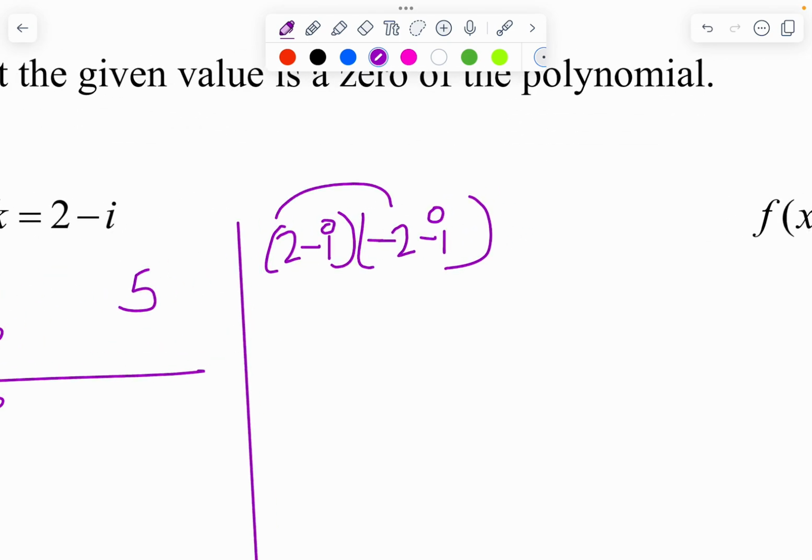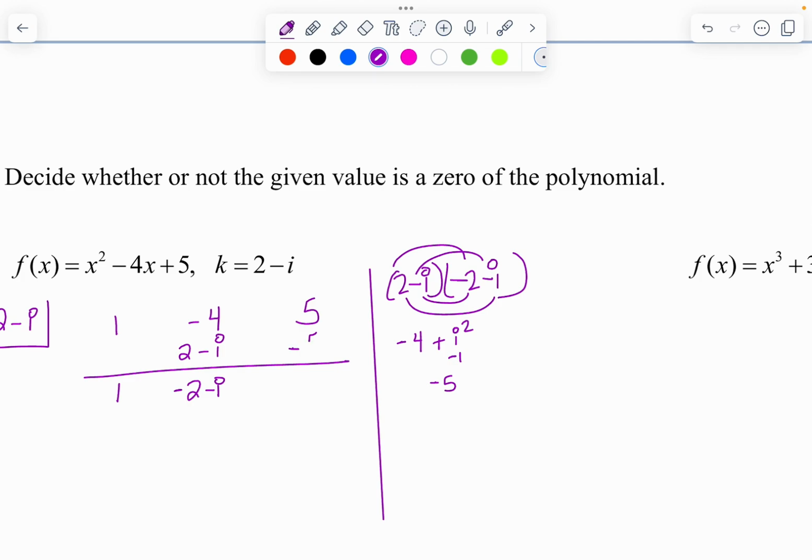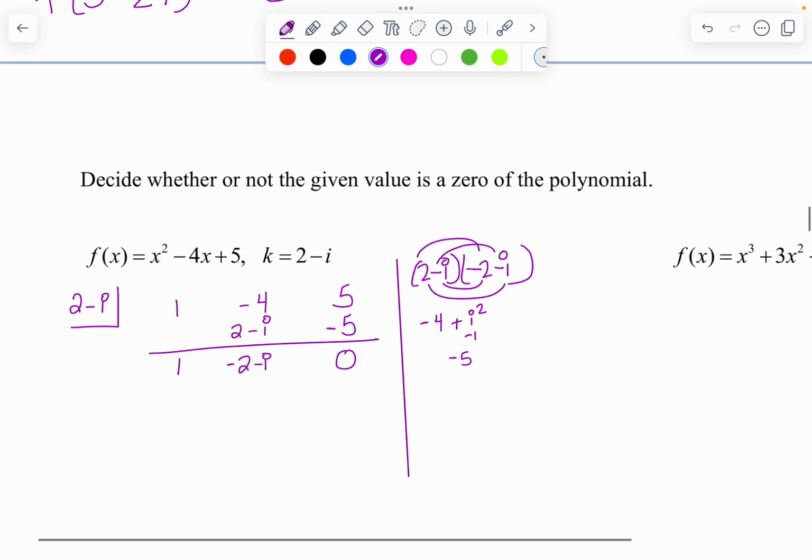So this becomes negative 4. This would become negative 2i, positive 2i. Oh, so that cancels out. And then I have negative i times negative i, which becomes plus i squared, which is negative 1. Oh, so this is just negative 5. So that's nice. That canceled out. Oh, and look at this. 5 plus negative 5 is 0. So this is going to be a 0.